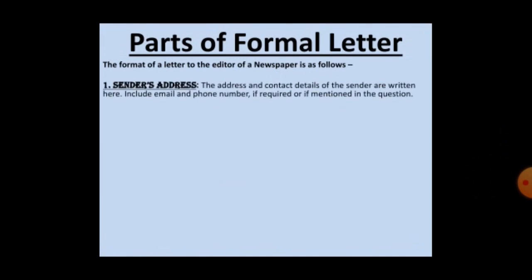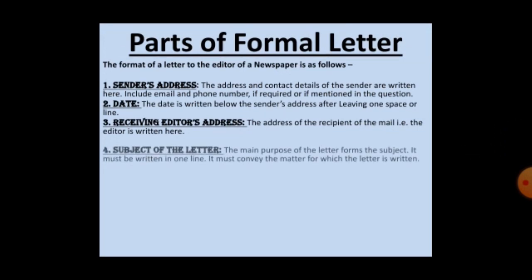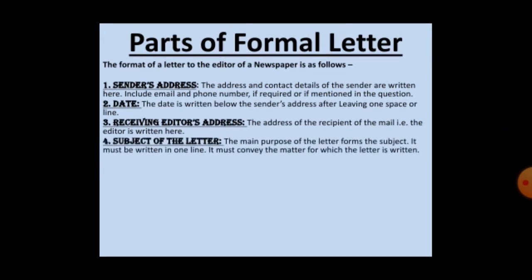Okay students, so now I move towards the parts of a formal letter. So basically we have some parts of a formal letter. First of all, we have the sender's address, in which we write the sender's address. Then we write the date after the sender's address. Then after writing the sender's address and date, we mention the receiving address of the recipient. Okay, it is not mandatory to write the names of the editors, the manager or municipal officer to whom you write. So to whom you want, you have to write the address of the recipient.